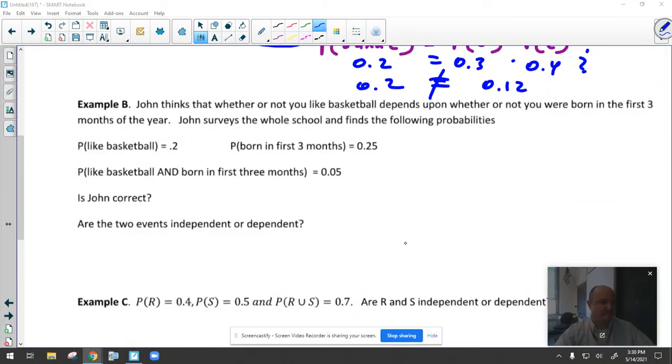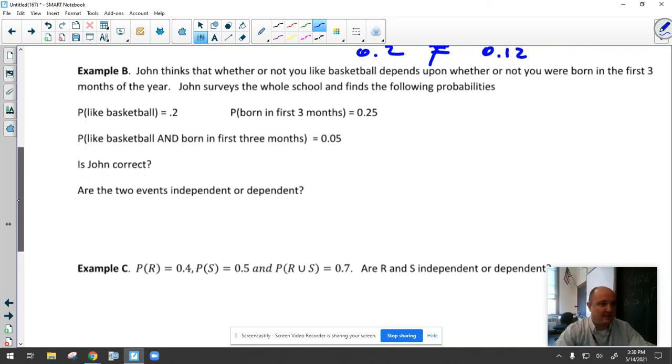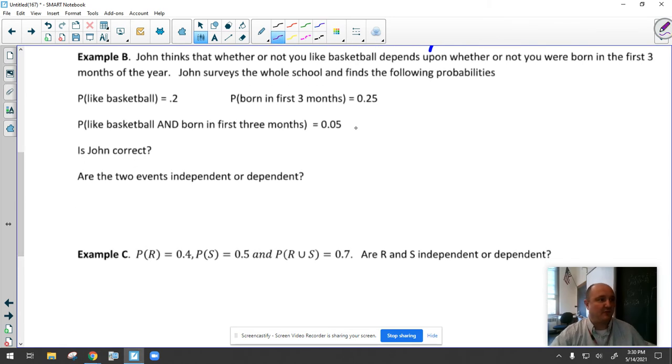Example 2. John thinks that whether or not you like basketball depends upon whether or not you were born in the first 3 months of the year. He surveys the whole school and finds the following probabilities. The probability that somebody likes basketball is 0.2. The probability that they're born in the first 3 months of the year is 0.25. And the probability that they like basketball and were born in the first 3 months of the year is 0.05. Now, he didn't calculate any of these numbers. He just polled people in the cafeteria, in the hallways, and he gathered the data, and this is what the data told him.